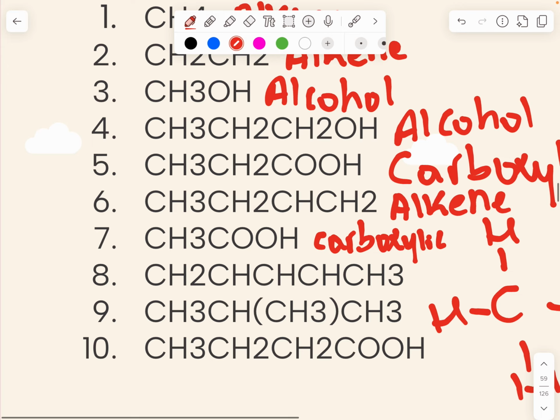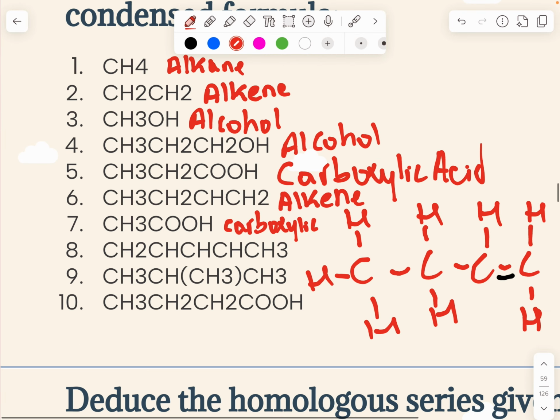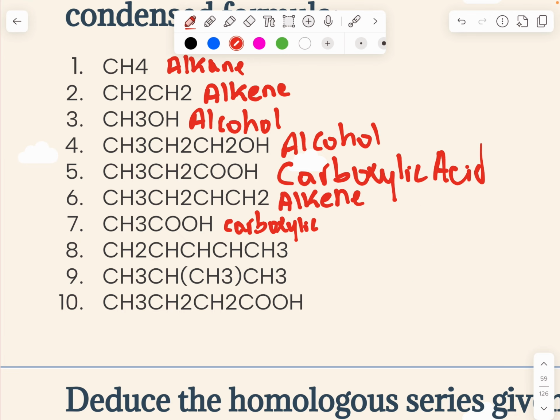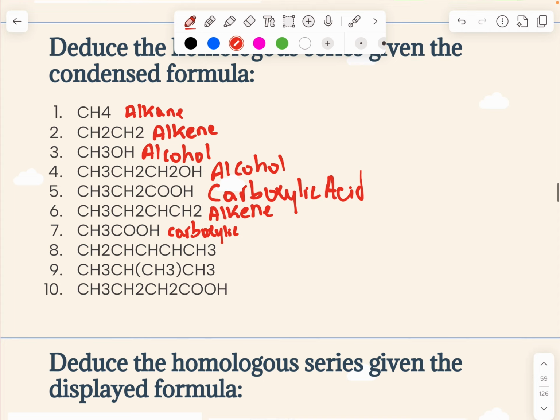Right, let us do number 8. We cannot exactly tell what's going on there, but I'm going to bet it's an alkene. So let's see if it is. And the more you do this, the more you understand and you can pick up on patterns.